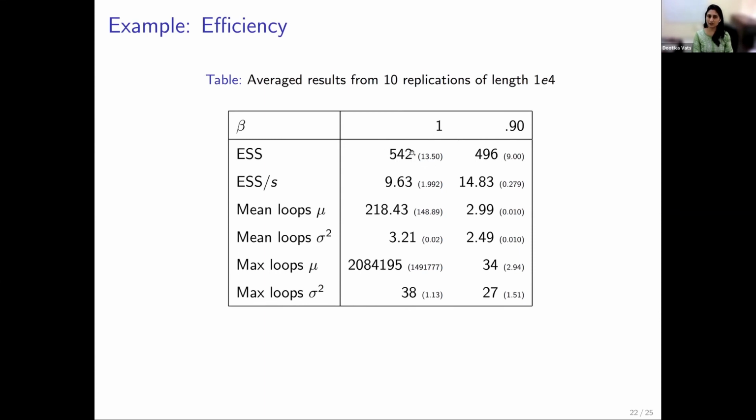So Barker's gives us 542 from 10,000, and Portkey gives us 496. So slightly smaller, definitely slightly smaller. However, if I look at ESS per second of implementation, Portkey does significantly better. But that's really not the main utilizing feature. If I look at the max number of loops, so over 10 replications, what is the mean of the max number of loops for mu? Sigma square is very efficient, but for mu, I see about 2 million loops is the average maximum for Barker's, and 34 is the average maximum for Portkey.